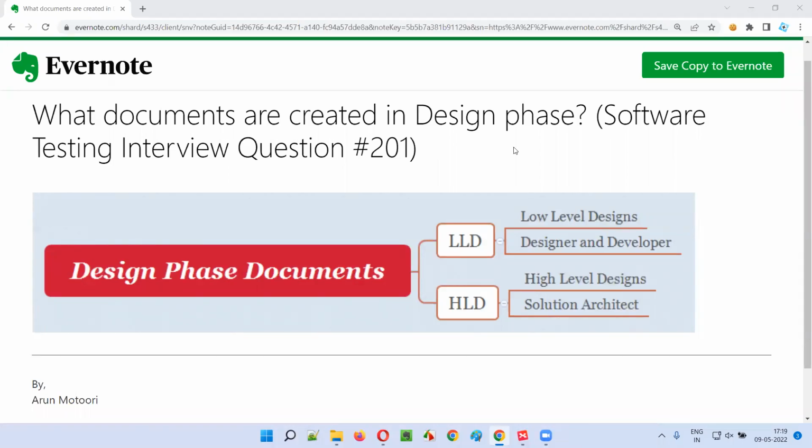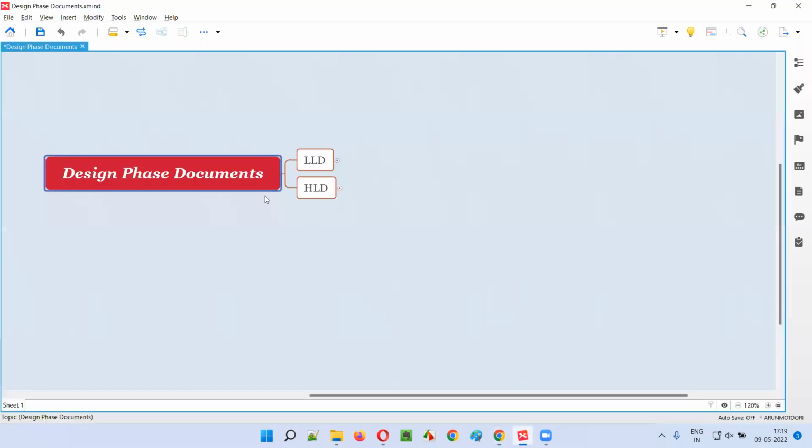In this session, I'm going to answer software testing interview question 201. That is, what documents are created in design phase? Let me answer. In design phase, there are two documents that will be created.